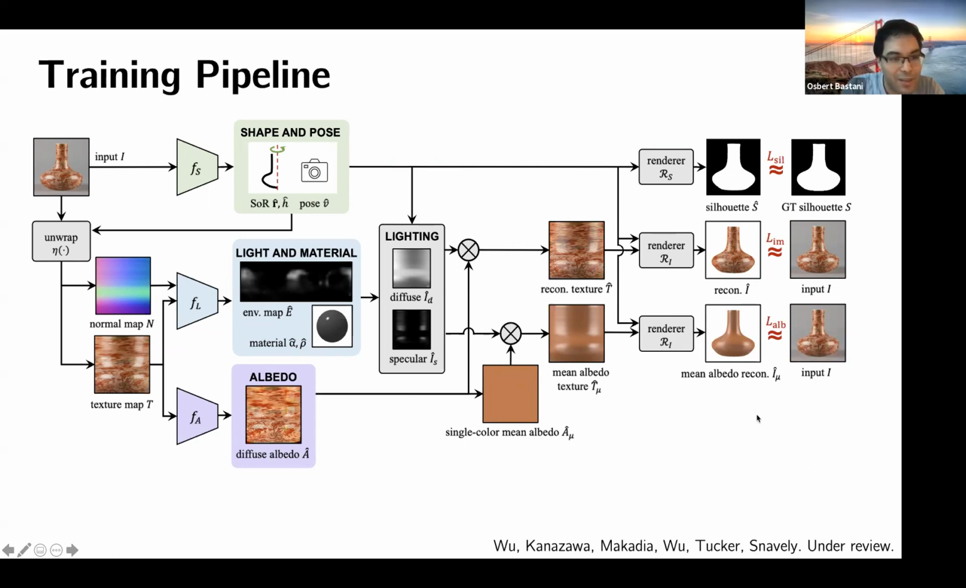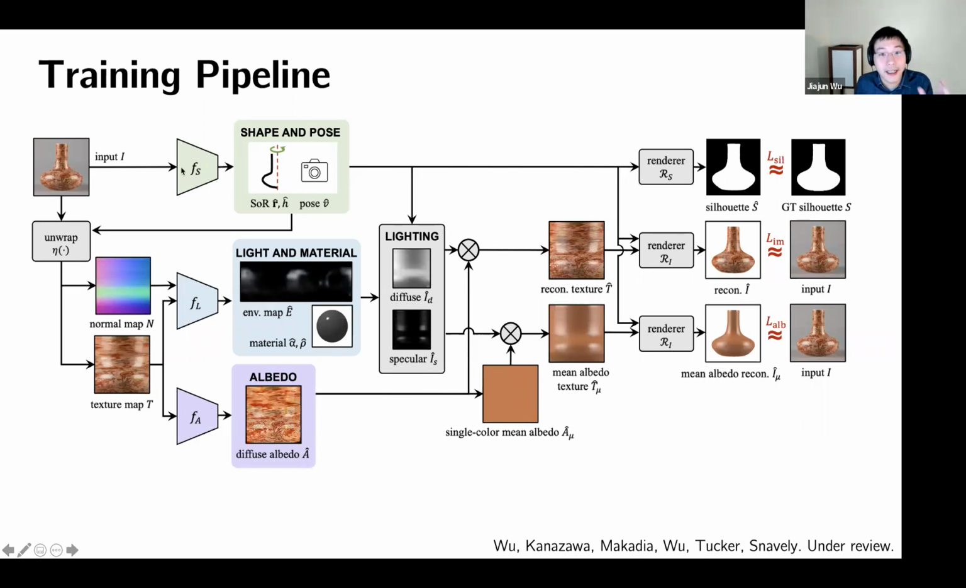Wait, sorry, I guess there's a lot going on here. So which parts of these are learned roughly, and which parts are kind of handcrafted? Only the three networks on the left are learned. Actually, the shape is even pre-trained. So basically, you're essentially learning to decompose the image.